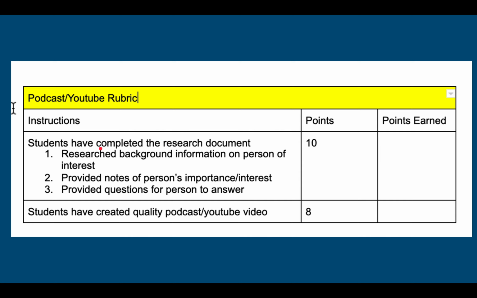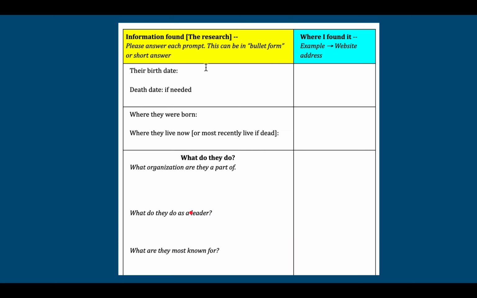It's in a template. You're going to research the background information of the person of interest. You're going to provide notes of the importance or interest of this said person. And then you're also going to provide sentences for this said person to answer. Okay? And then the last thing is you've created a quality podcast or YouTube. All right? And that's just your recording that you're going to share with us. Your template's going to look kind of like this.